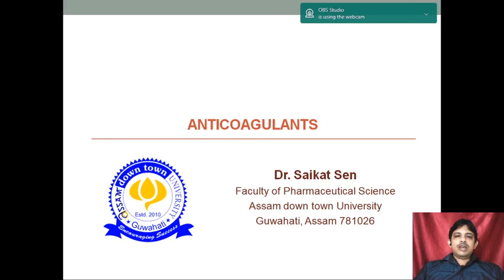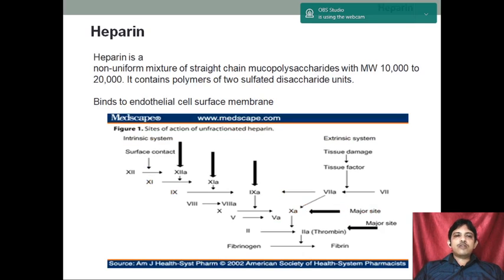Good morning. In the anticoagulant section, in our next part, we are going to discuss heparin. Heparin is a non-uniform mixture of straight-chain mucopolysaccharides with a molecular weight of 10,000 to 20,000. It contains a polymer of sulfated disaccharide units.